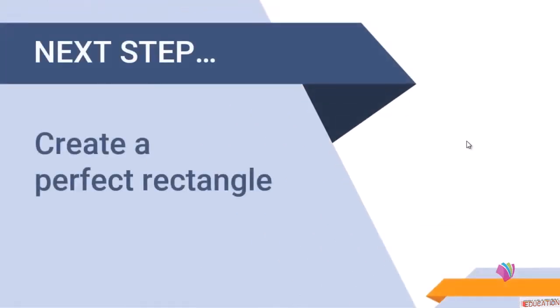In the next lecture, we are going to create a perfect rectangle. Perfect in the sense of a completely constrained rectangle. We will restrict all the degrees of freedom of a rectangle.